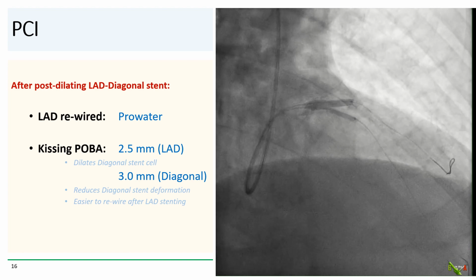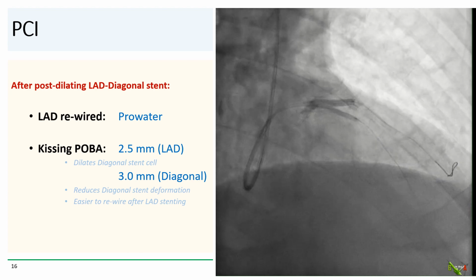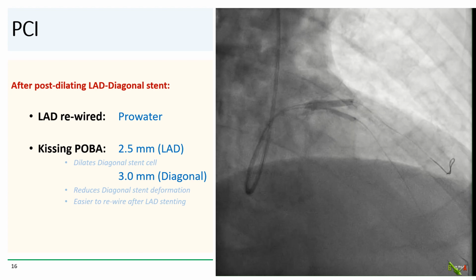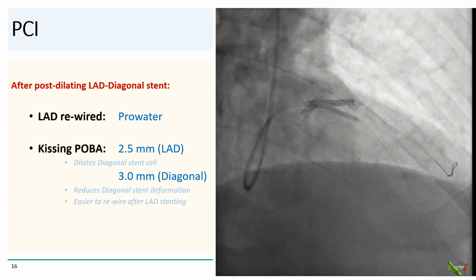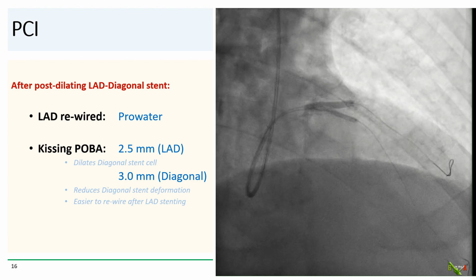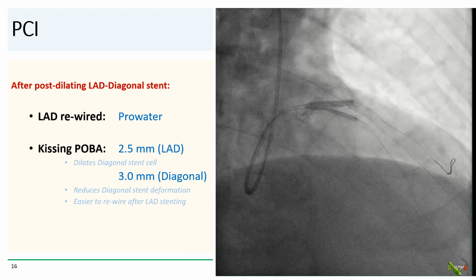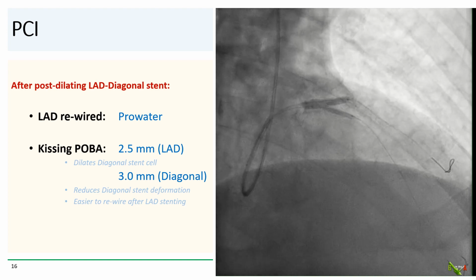This kissing angioplasty step isn't always done, but I find that doing a kiss here reduces diagonal stent deformation from the LAD dilation and will make it easier to rewire and pass equipment into the diagonal after placing the stent in the LAD. This is a little bit similar to the rationale of the first kiss in the DK crush technique.